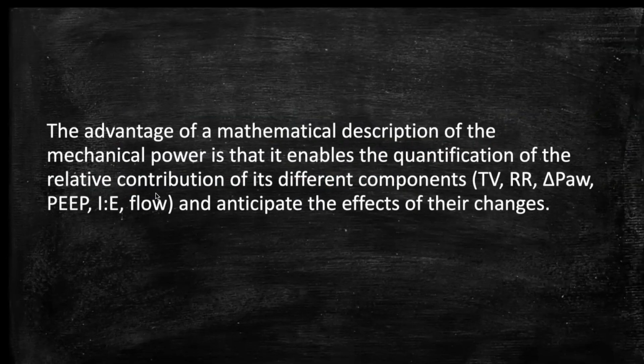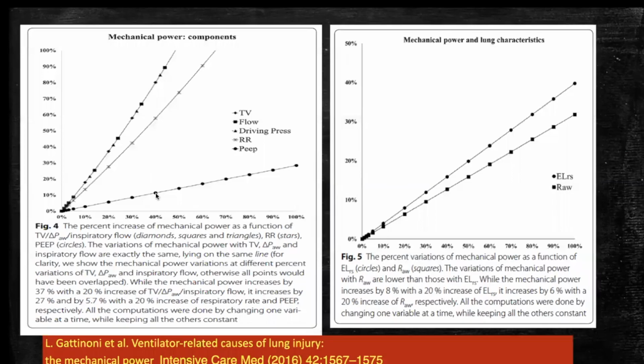So looking at the equation, we can clearly see the individual contribution of components: how much tidal volume is contributing, how much respiratory rate is contributing, how much positive end expiratory pressure or gas flow is contributing to ventilator-induced lung injury. So, for example, here we can see the mechanical power is contributed maximally by tidal volume, gas flow, and driving pressure, then subsequently by respiratory rate, and least by the positive end expiratory pressure.